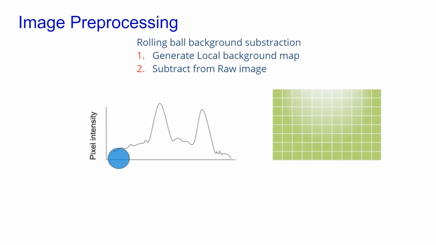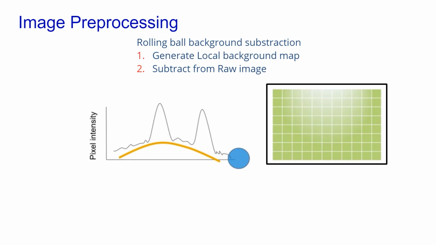The rolling ball algorithm works by correcting for background intensity and smoothing out uneven illumination. For example, in the matrix shown on the screen, each square represents a theoretical pixel, and you can clearly see the uneven background.